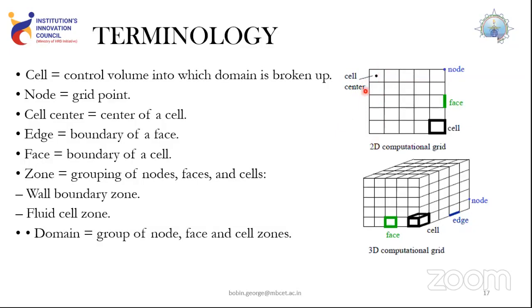So once I divide the larger computational domain into final grids, what I actually observe is the fundamental unit, that is the cell, and wherever the grid lines are intersecting, that is defined as a node, and the center of the cell is the point where the actual geometric center of the cell is placed. You have an edge, that is basically the boundary of a face, and you have a face that is the boundary of a cell, and you have zones. Zones are divided into fluid zones as well as wall boundary zones. Then a group of these zones constitutes the domain boundary.